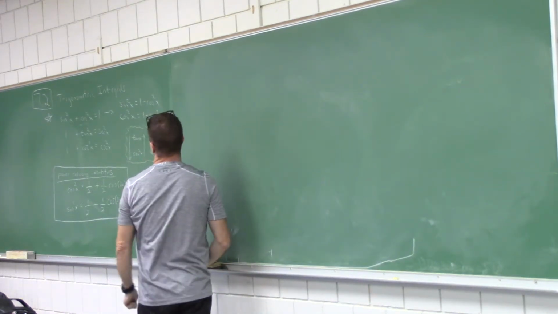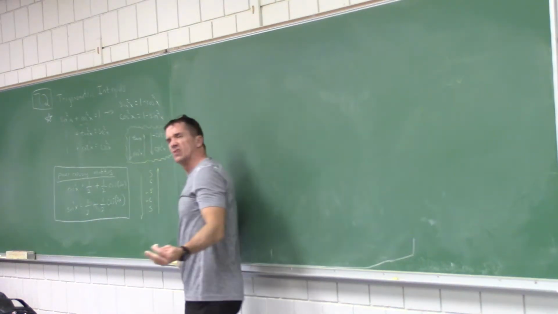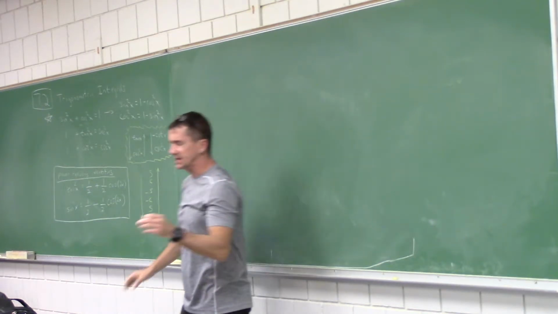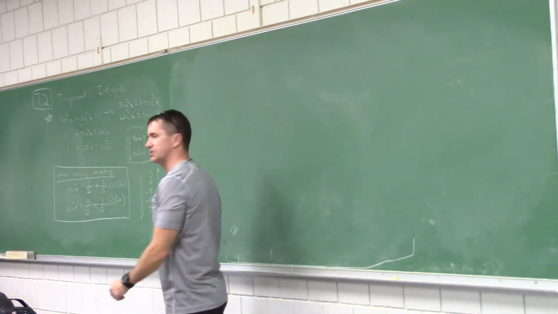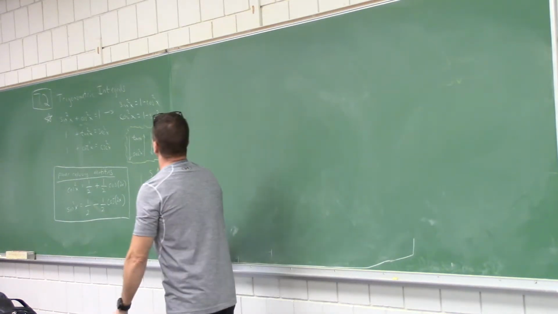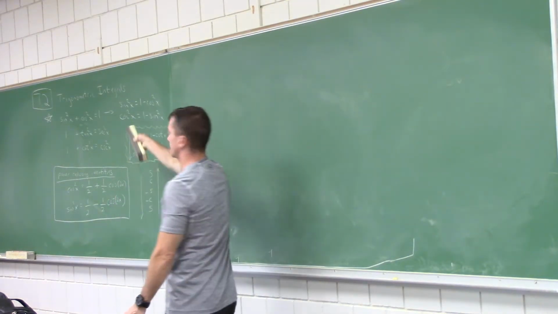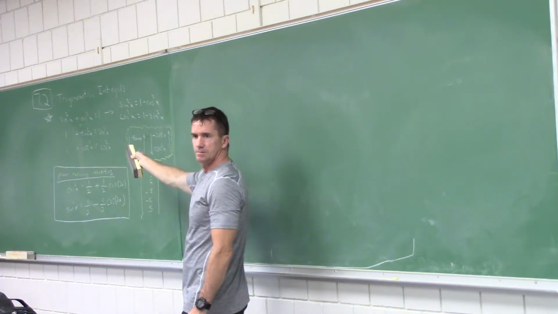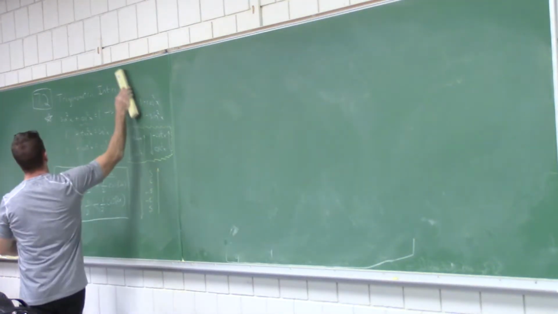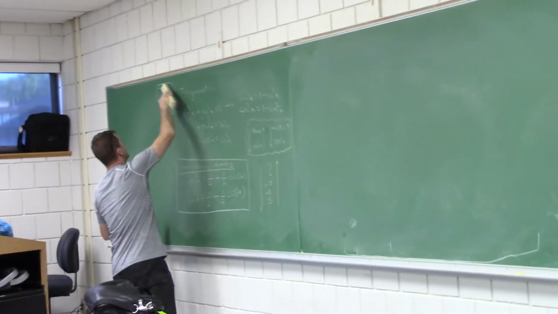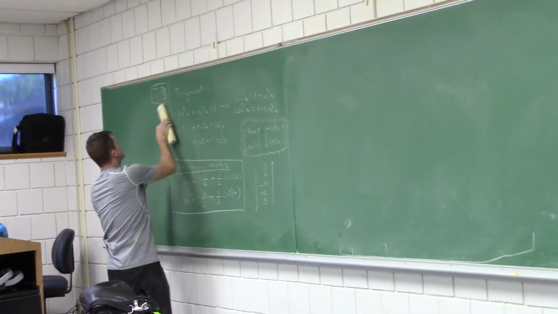We're going to begin section 7.3. It's still trig, but the title of this section is Trigonometric Substitution. Okay, can I erase this board here? I'm going to erase all this and write the title: 7.3, Trigonometric Substitution.